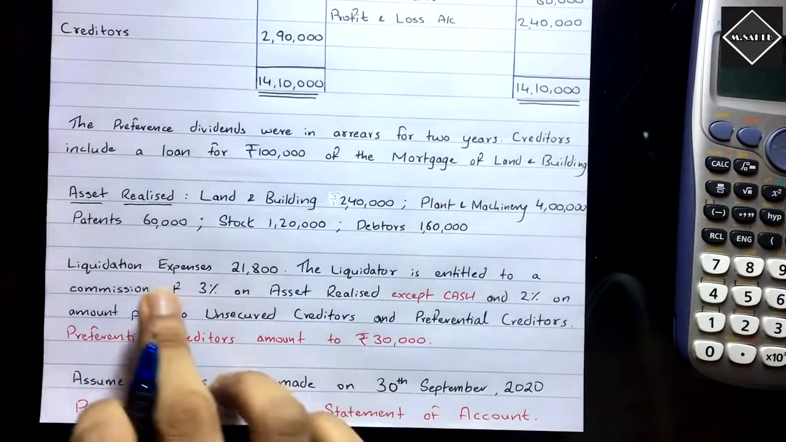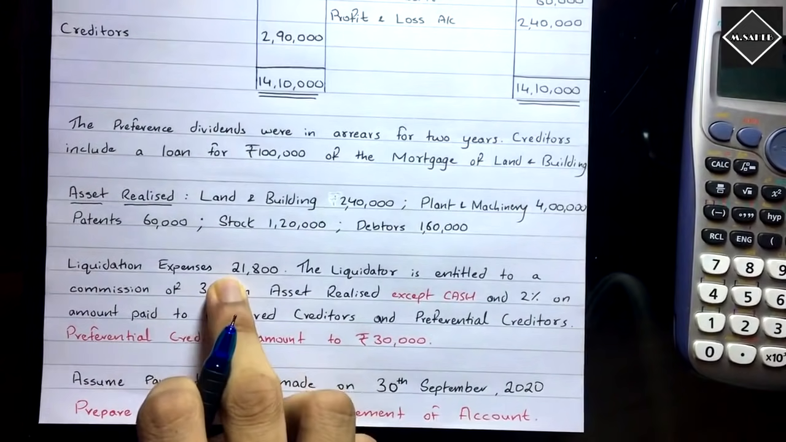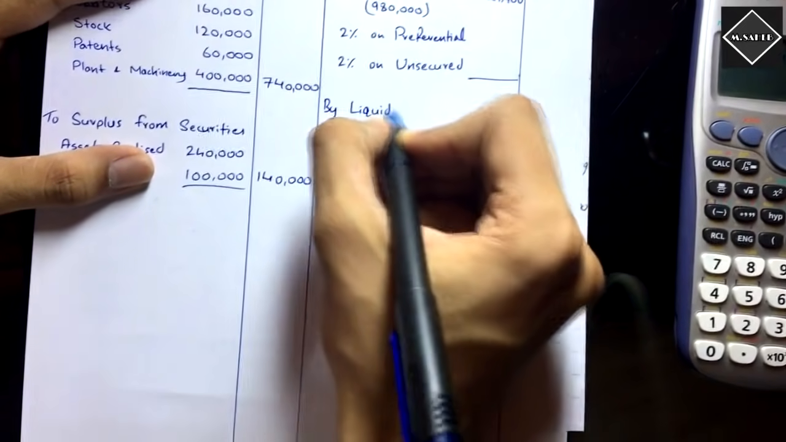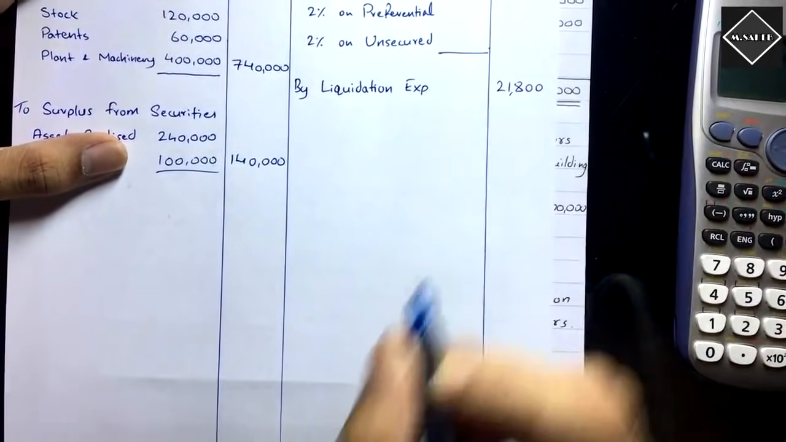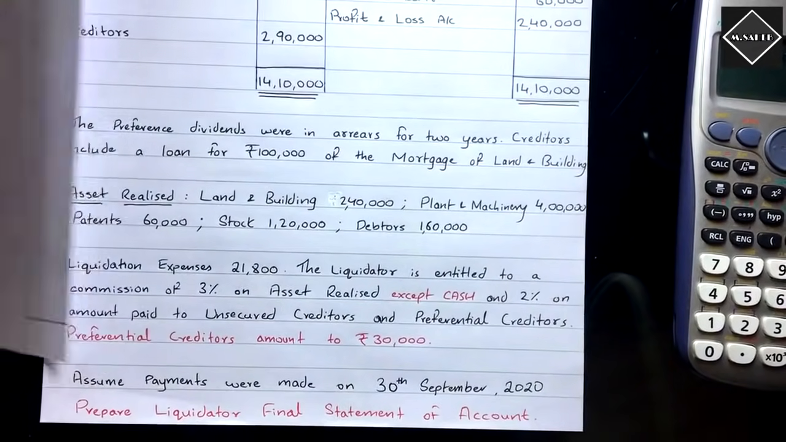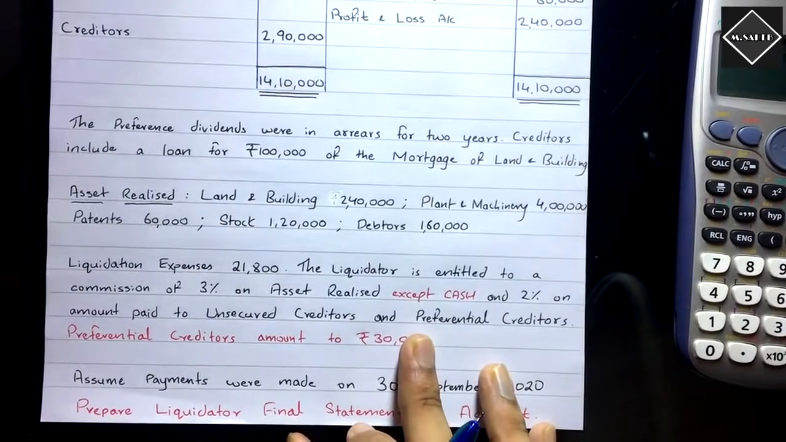The next thing that you have to do is liquidation expenses. Liquidation expenses of 21,800. So let's take that. How much? 21,800. Right. Then what do we have? Then you have to make the payment of debenture holders, isn't it?